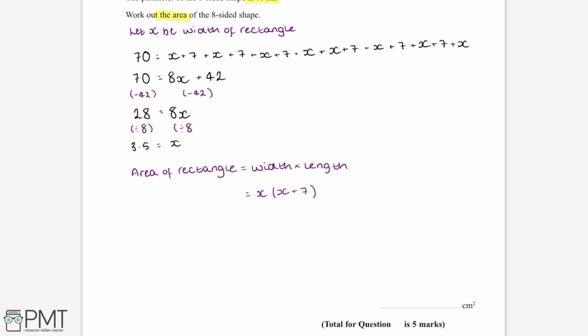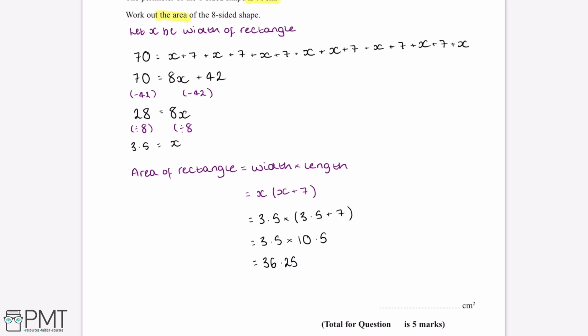Now the value we worked out for x was 3.5, so we can substitute this into our formula. And this gives us that 3.5 multiplied by brackets 3.5 plus 7 is equal to the area of the rectangle. So if we remember our BODMAS rules, we'll always do the brackets before the multiplication. So we can start off with 3.5 plus 7, and this gives us 10.5. And finally 3.5 multiplied by 10.5 gives us 36.75.